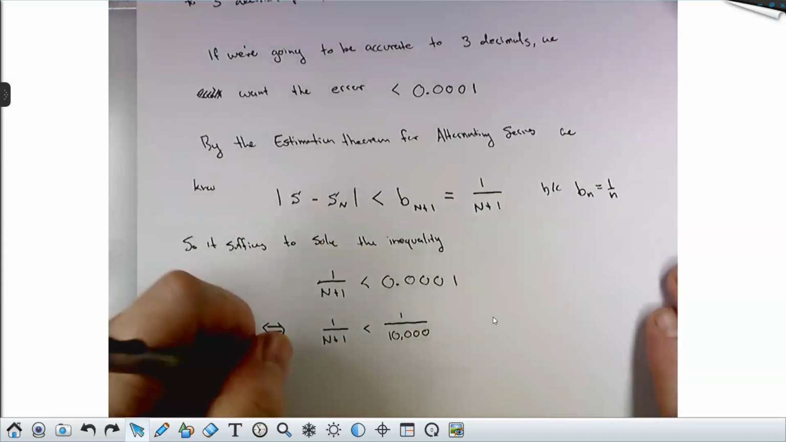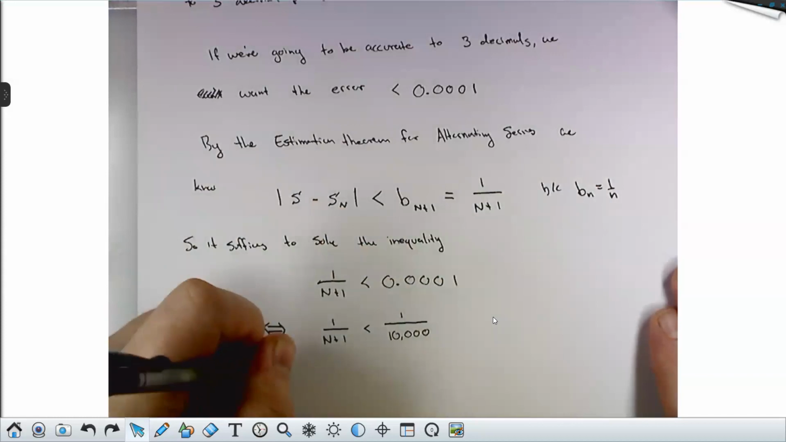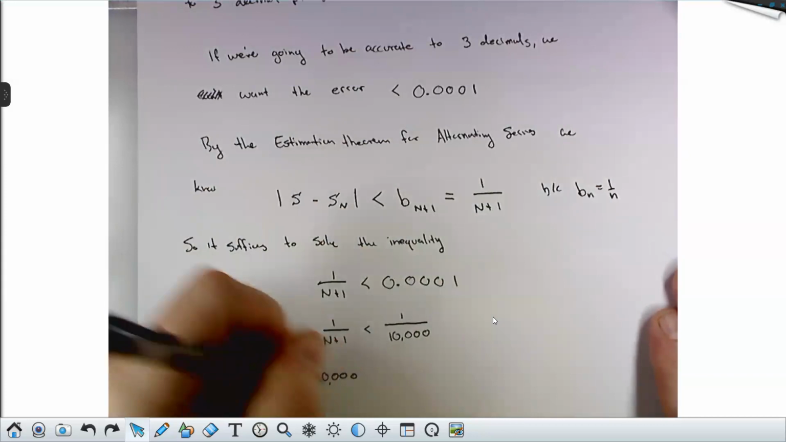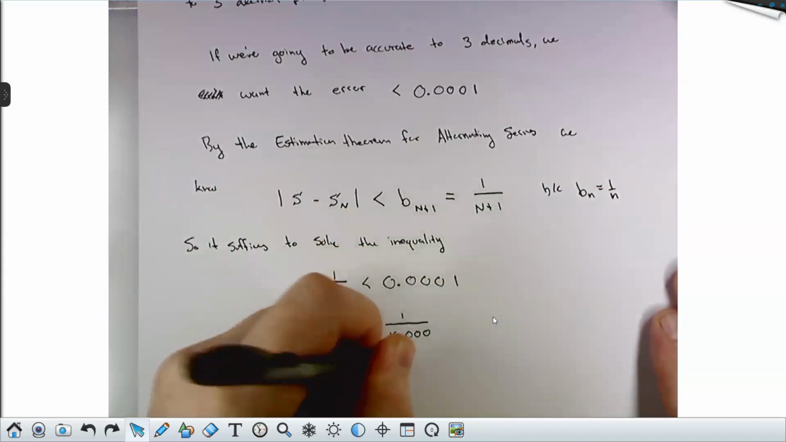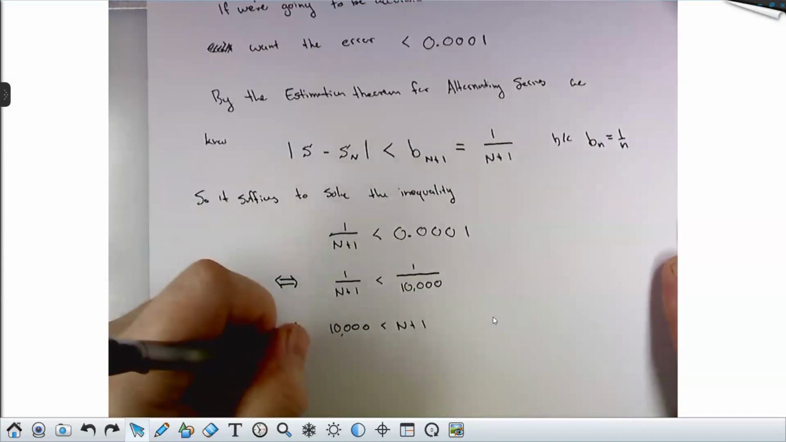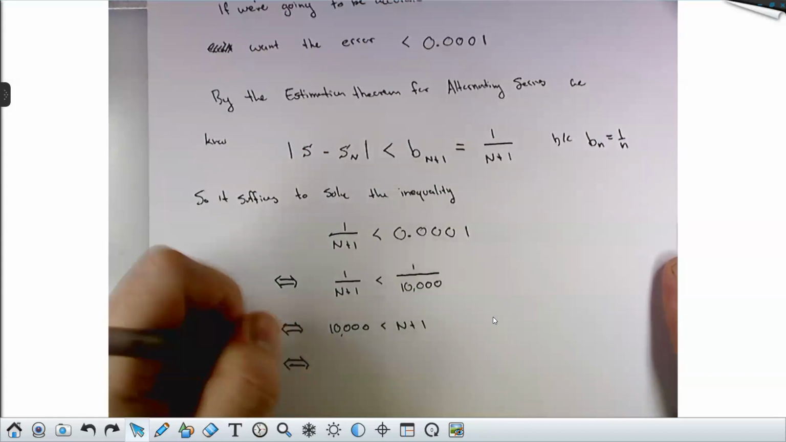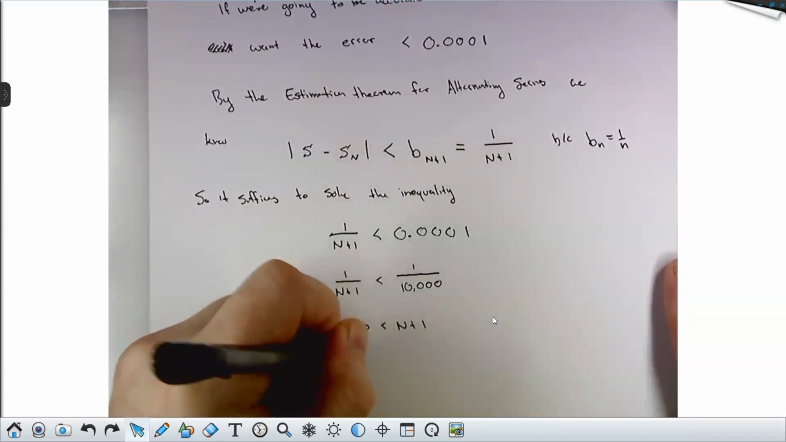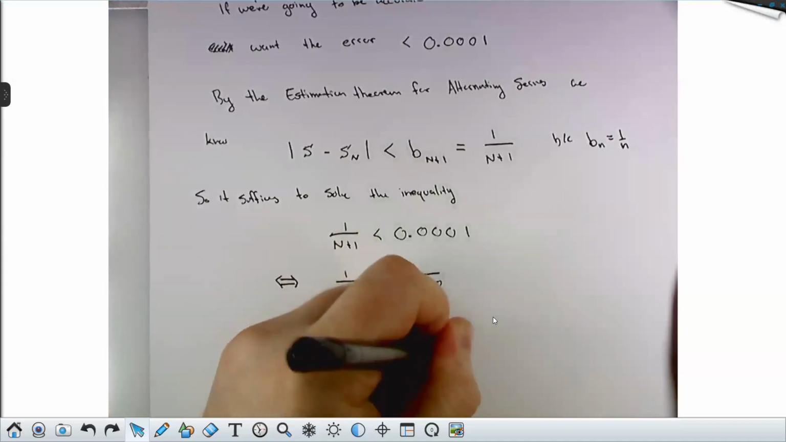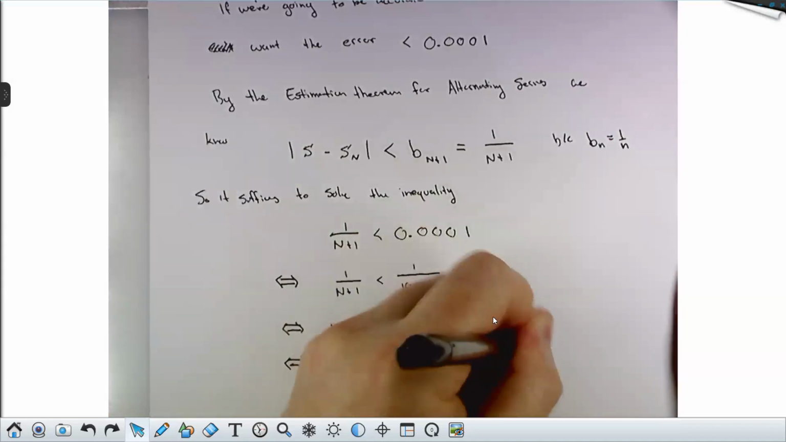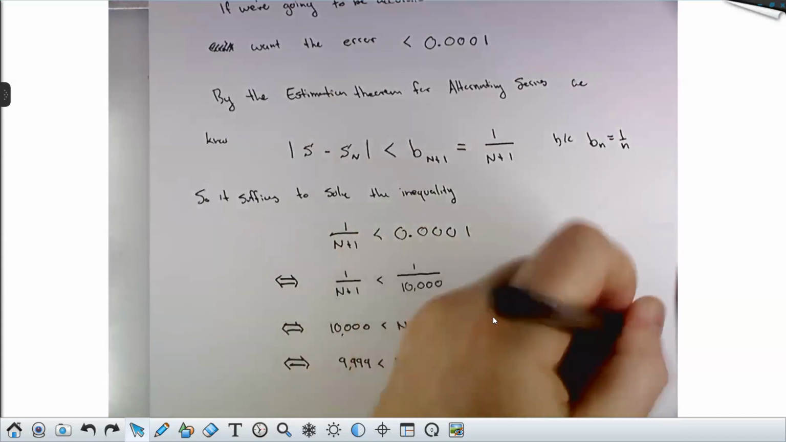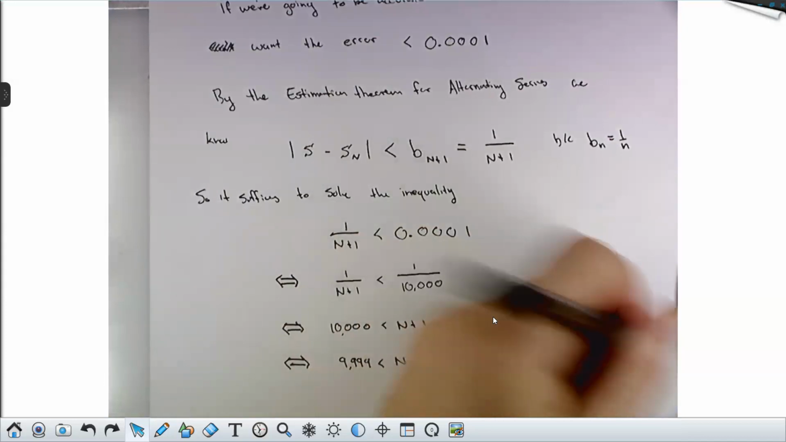Now I can cross multiply to get 10,000 is less than n plus 1, which means that I subtract 1 from both sides, 9,999 is less than n. So any n bigger than 9,999 will work.